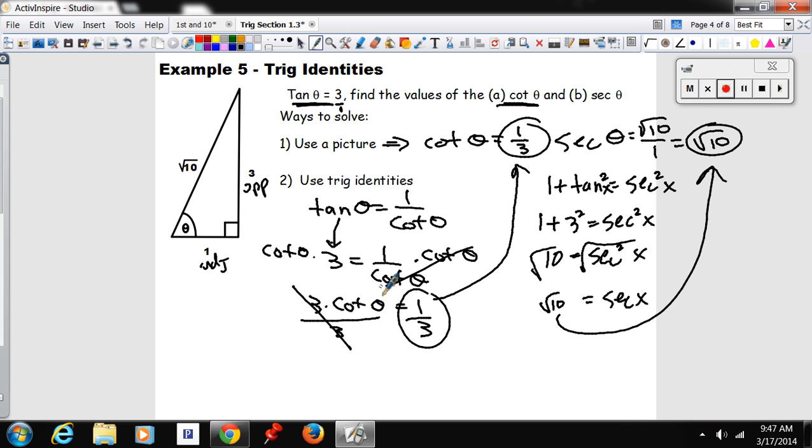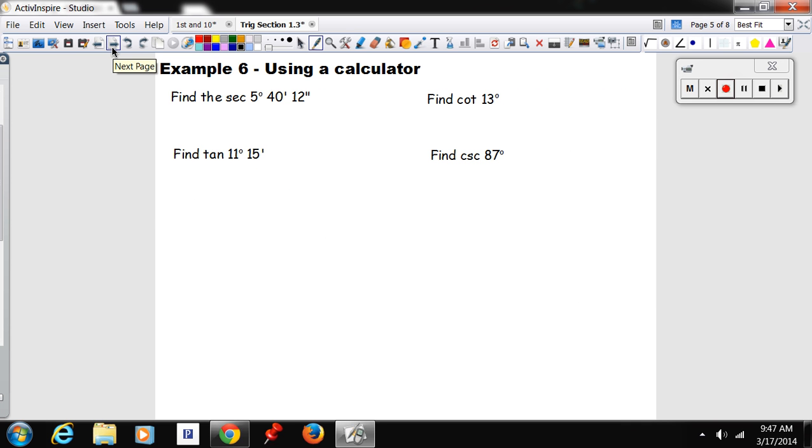All right, last couple are pretty quick ones. We have a calculator page. You get 40 over 60. You get 12 over 3600. This is going to be 5.673 when you put it in your calculator.